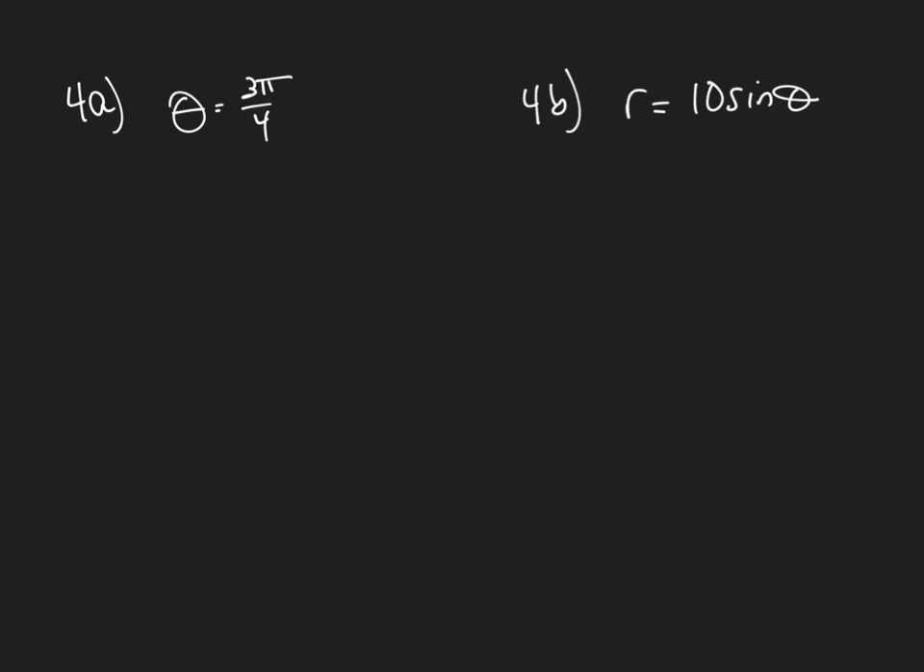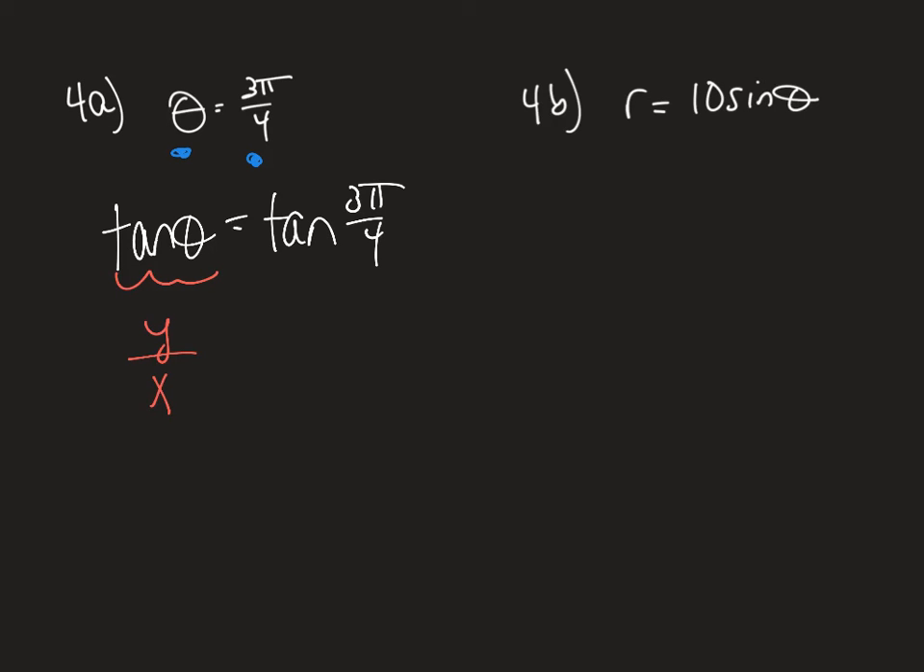Okay, so we've got another one where we have theta equals an angle. So when we have that, you're going to take the tangent of both sides. Again, tangent of theta is y over x. And tangent of 3 pi over 4 is actually negative 1.